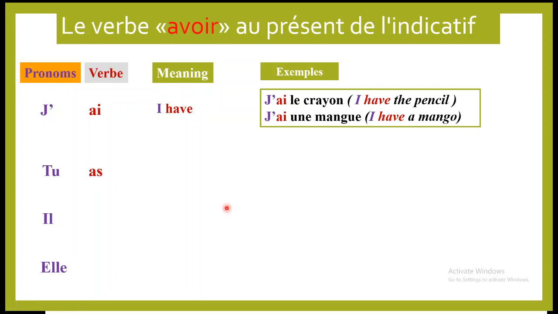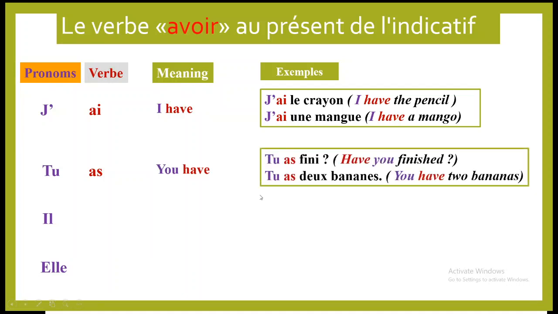Tu as. I have. Sorry, you have. Tu as fini? Have you finished? So this is a question. You'll be looking at different ways of asking questions. So this one, you just add a question mark to the sentence. Then you have your question. Tu as deux bananes. You have two bananas.